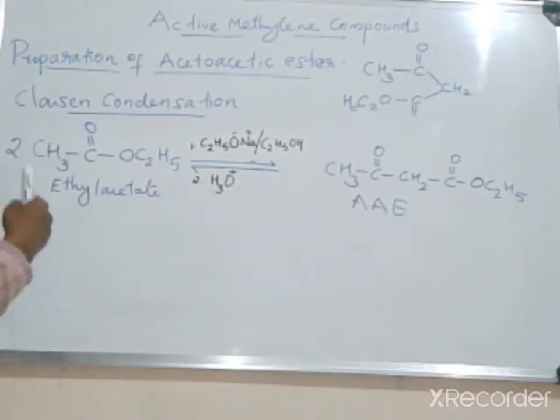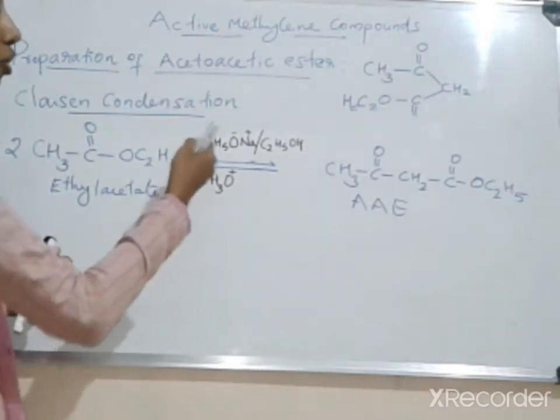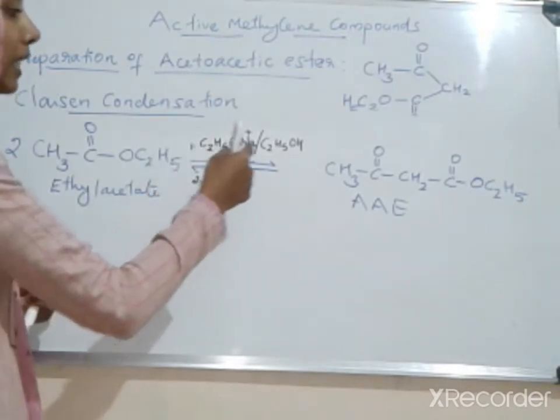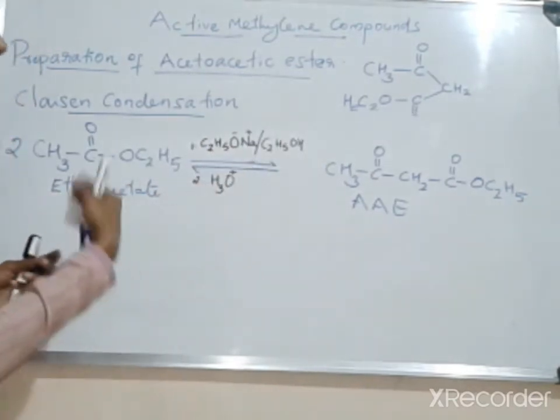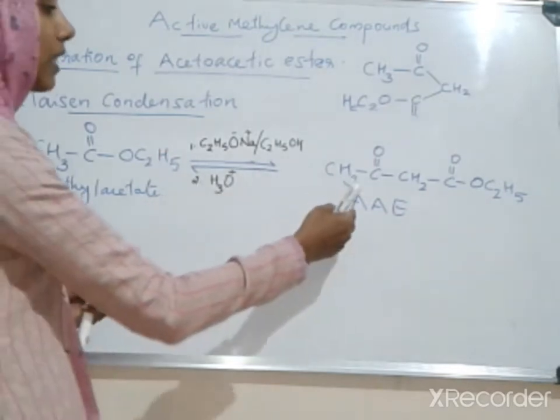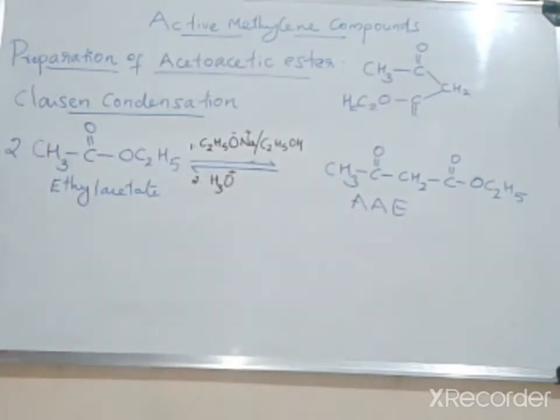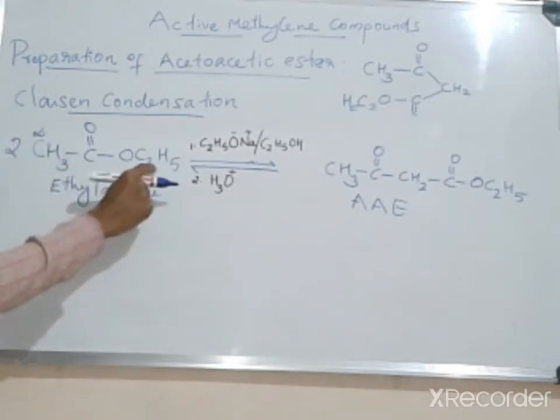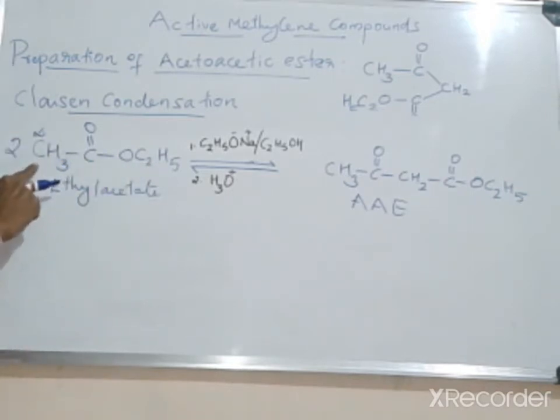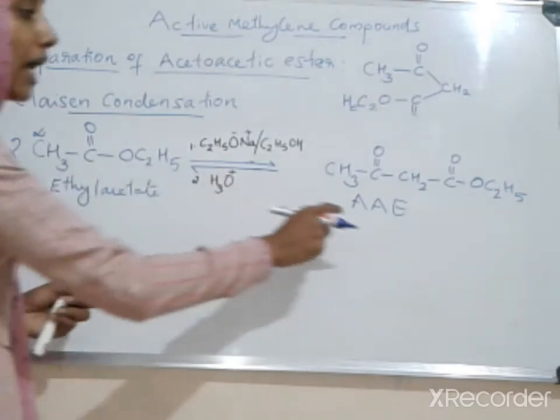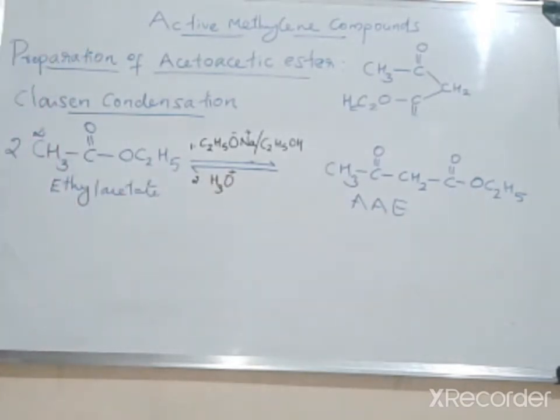In this reaction, ethyl acetate is treated with a strong base like sodium ethoxide in ethanol, and then followed by acid hydrolysis gives a molecule of acetoacetic ester. Two molecules of ethyl acetate react to give one molecule of acetoacetic ester. It is a Claisen condensation because ethyl acetate has three alpha hydrogens on the alpha carbon, so it undergoes Claisen condensation and gives the acetoacetic ester.